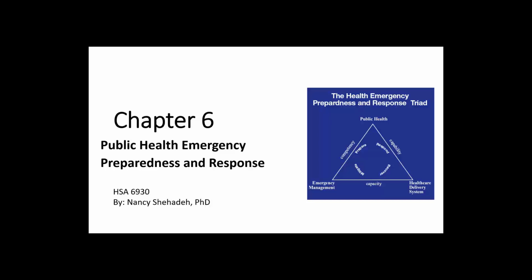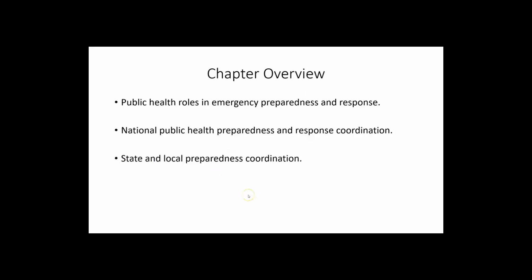In this video, I'll briefly be going over some of the topics covered in Chapter 6. So really quick, here's a quick overview. In this chapter, we go over public health roles in emergency preparedness and response, national public health preparedness and response coordination, as well as information on state and local preparedness coordination.